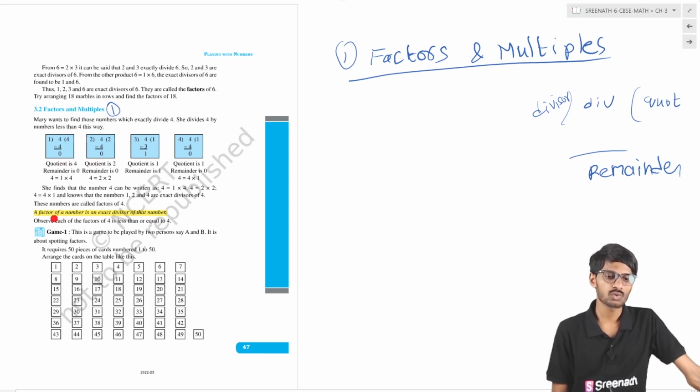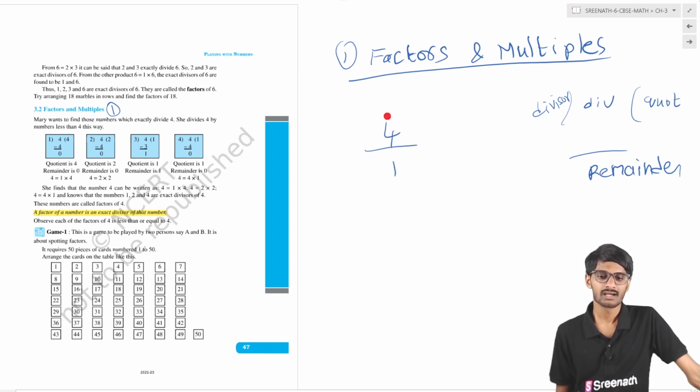Now a factor of a number. Suppose there is a number, let us take that number as 4. A factor of this number is an exact divisor of that number. If you want to know what is meant by a factor, the factor must divide the number, then only we say that it is a factor of that number. If you take 1, 1 is a factor of 4. Why, sir? Why is 1 a factor of 4? Because we can divide 4 by 1, so 4 will be divided completely.